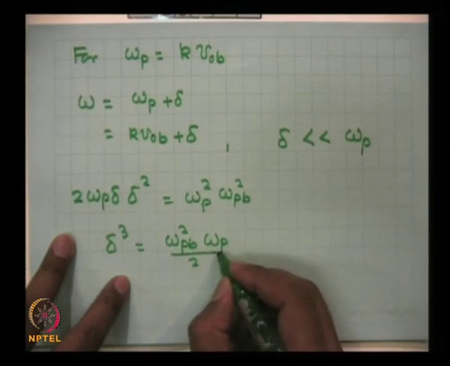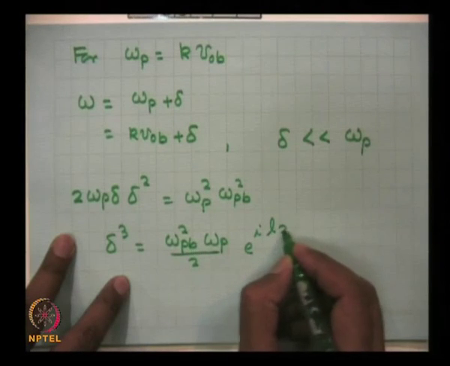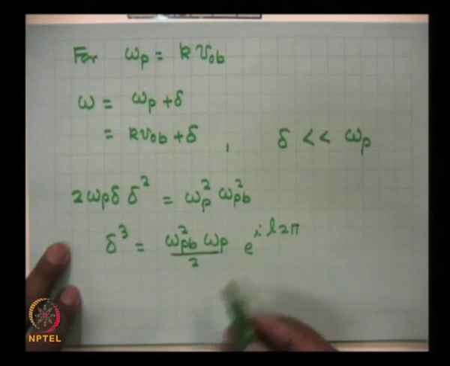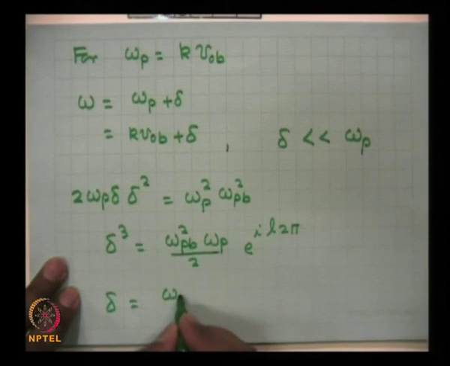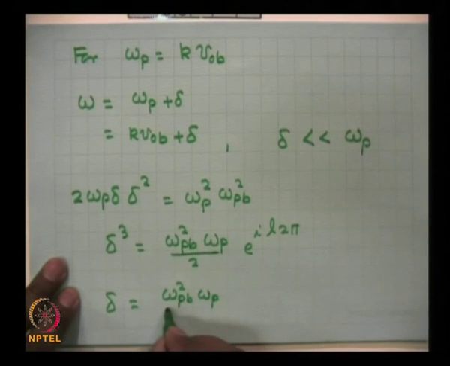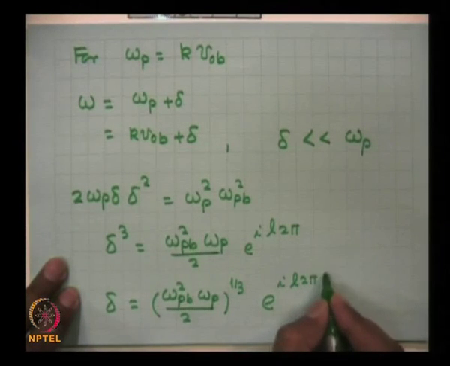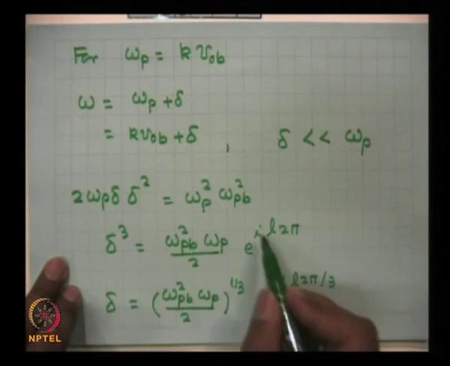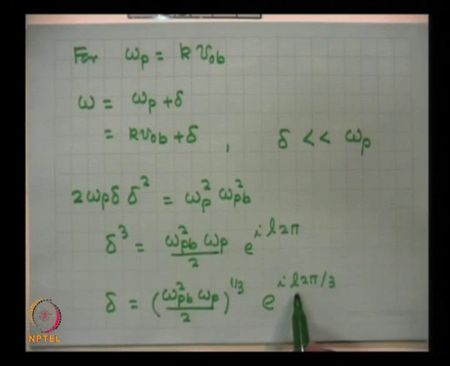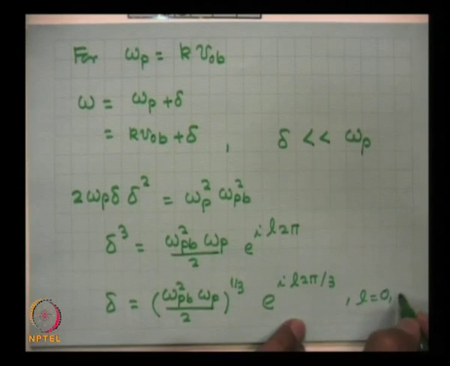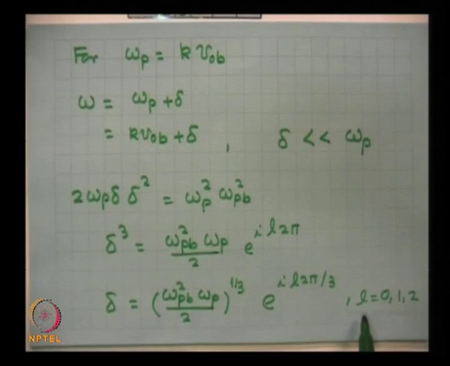To find 3 roots of this, I multiply this quantity by a quantity called e to the power i l into 2 pi, because for any integer the value of this quantity is unity. So, you can always multiply this quantity by this sort of factor. So, delta turns out to be equal to omega pb square into omega p upon 2 to the power 1/3 into exponential of i l 2 pi by 3. Take 1/3 of this, or cube root of this quantity. This I can write as cos of l 2 pi by 3 plus i sin l 2 pi by 3, where l is 0, 1, 2, 3, 4, 5, etc. But you will note that for l equal to 3, this will have the same value as for l equal to 0. So, the 3 independent roots are l equal to 0, 1 and 2, others are then repeated.